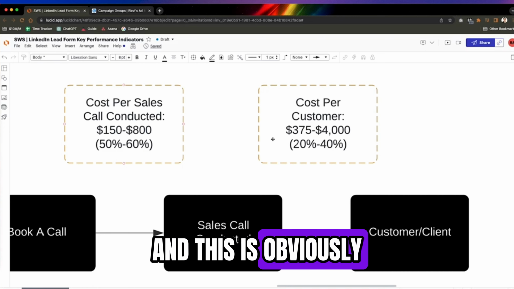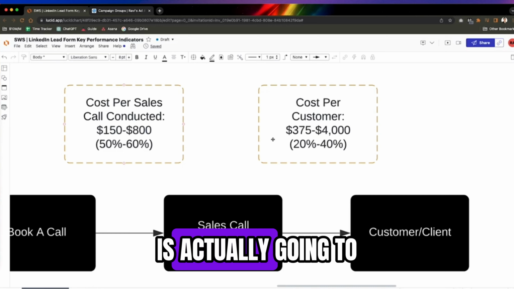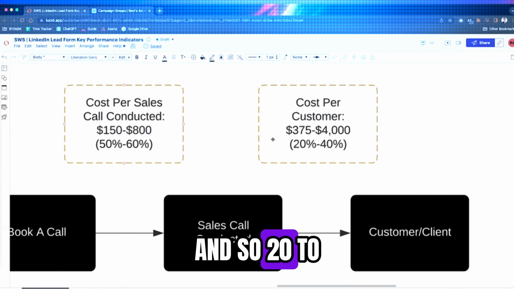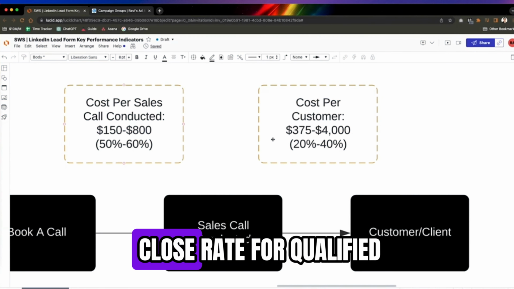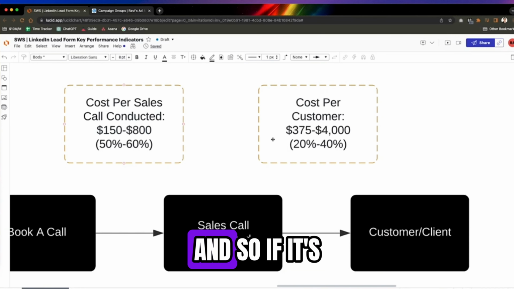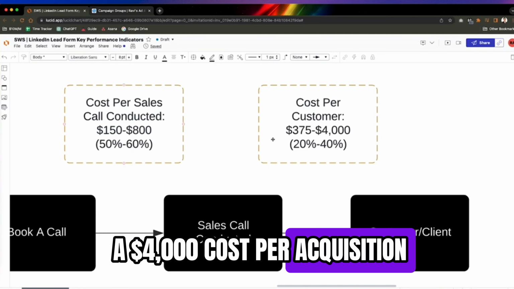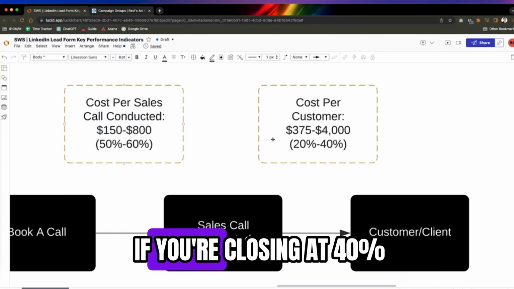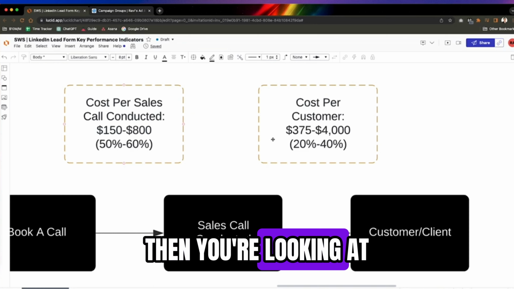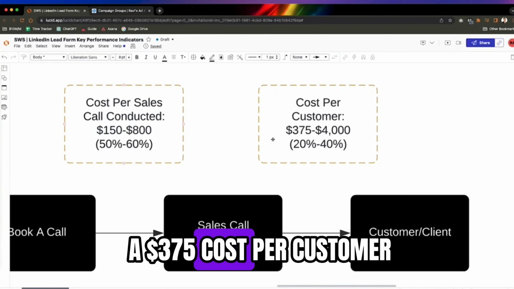And this is obviously not everyone you get on the sales call with is actually going to buy with you. And so 20 to 40% we see is a really good close rate for qualified booked calls. And so if it's on the low end, you're looking at maybe a $4,000 cost per acquisition, cost per customer. And if you're closing at 40%, then you're looking at a $375 cost per customer.